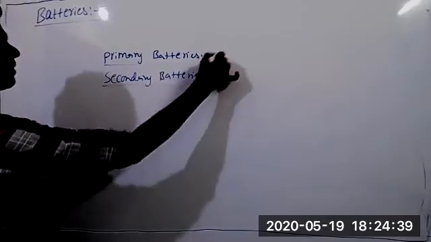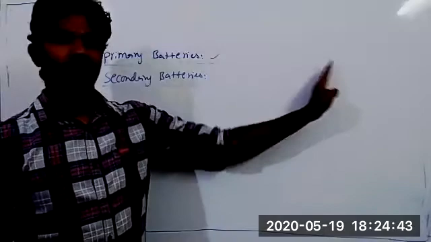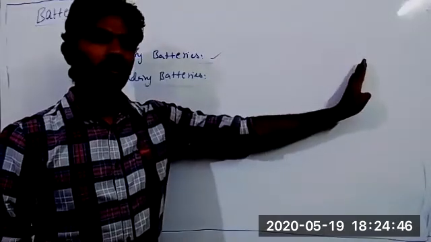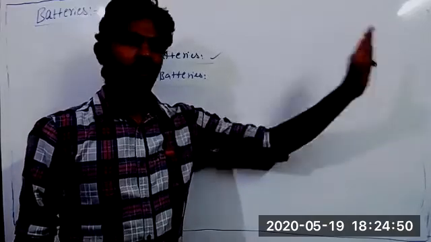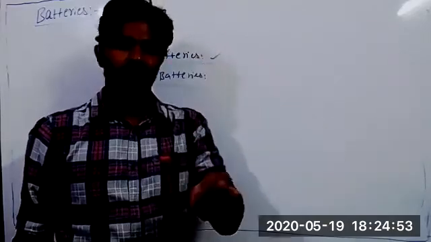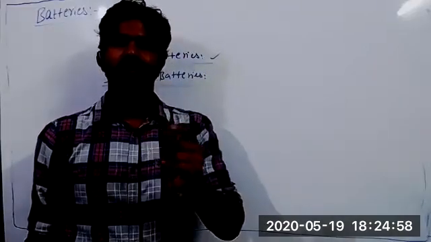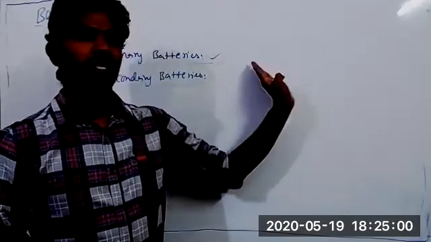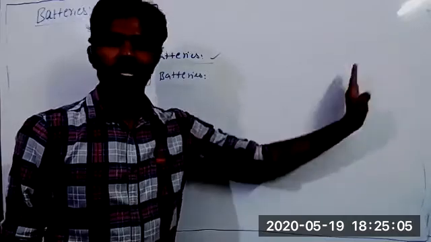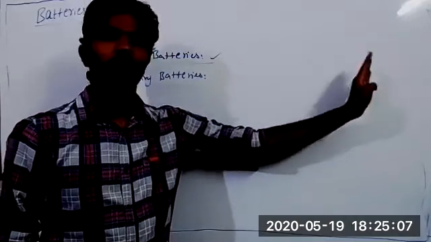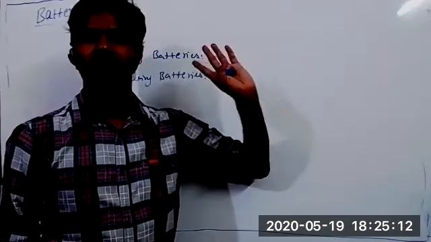In primary batteries, the reaction takes place in one direction. Once the reactant is converted to product, there is no further production of cell potential. For example, dry cells, torchlight cells, wall clock cells. Once the reactant is converted into product, we won't get any voltage from the battery, and it is not possible to recharge. Those are non-rechargeable, one-time batteries.